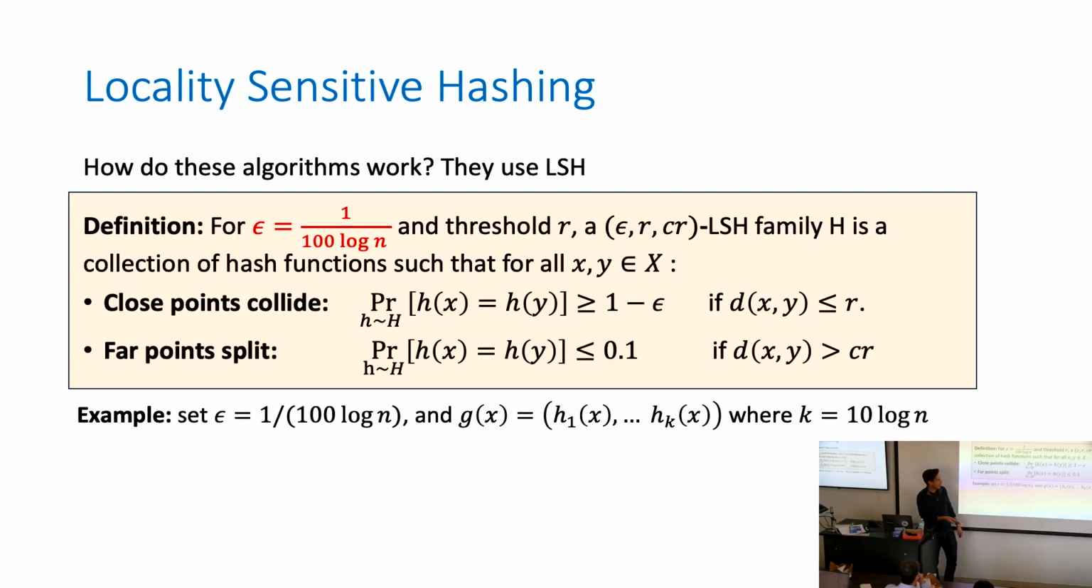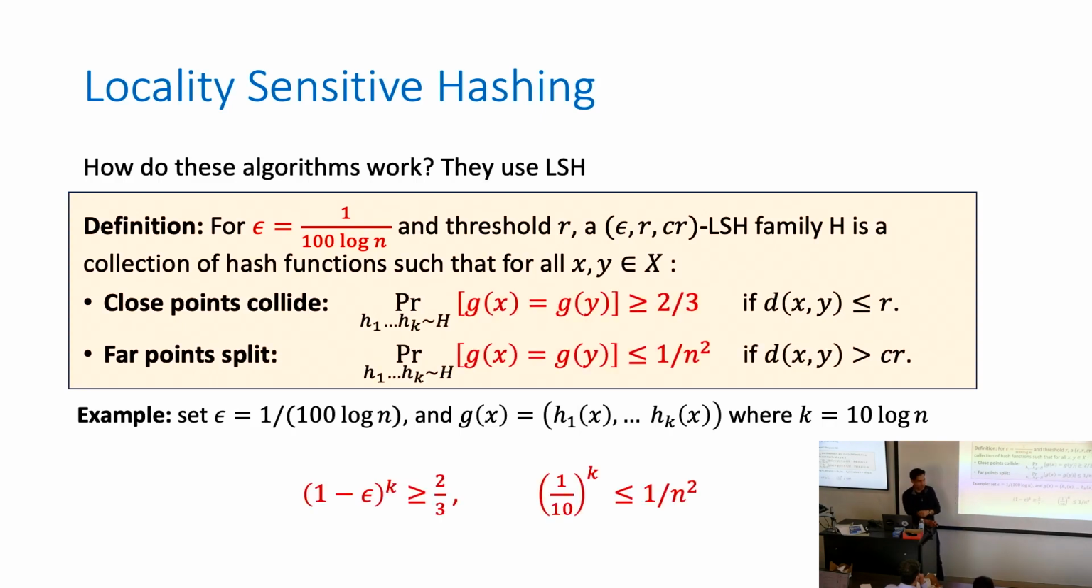So if I did this, what happens if I raise 1 minus epsilon and 1/10 to the kth power, where k is 10 log n and epsilon is 1 over 100 log n? Well, a simple computation shows that the probability that close points collide is still fairly high, at least 2/3. But now the probability that two far points collide is like 1/10 to the log n, so that's some large polynomial in n. It's like 1 over n squared. So the probability that two far points collide is now very small. In fact, because there are only n points, you can union bound over them never colliding. So you're never actually going to collide with a far point under this parameterization.